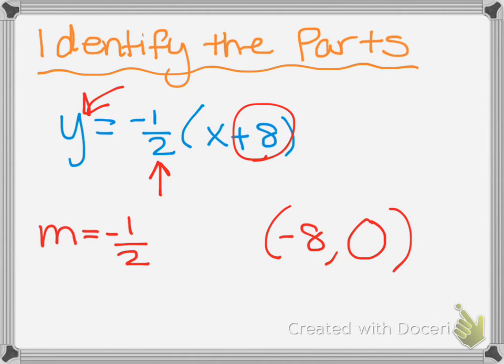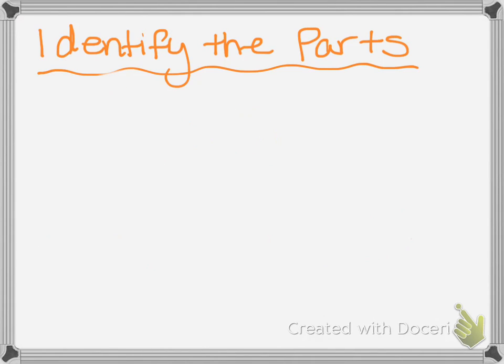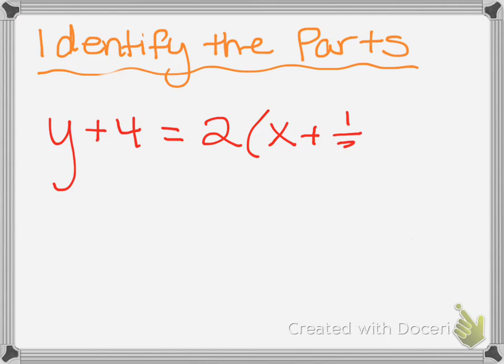Okay, this next one I want you to try on your own. All right, so we have in point-slope form, y plus 4 equal to 2 times x plus 1/3. Go ahead, pause the video, use your notes, and see if you can identify the slope and the point that's on this line.